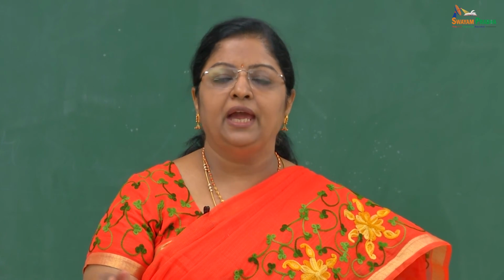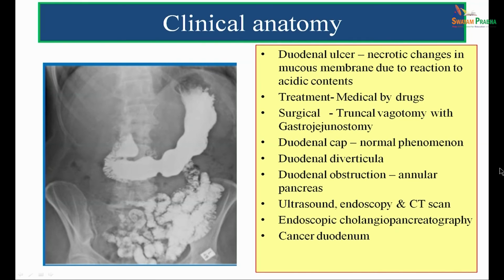Directly food contents from the stomach will be entering into jejunum, and that shunting surgery is known as gastrojejunostomy. Duodenal cap is a normal phenomenon which is formed for all of us if we undergo a barium meal series study. When a person is subjected to barium meal series investigation, the first part of the duodenum appears as a triangular shadow, what you see here. This triangular shadow known as duodenal cap is a normal phenomenon which would be seen for all of us if we undergo barium meal series study or investigation.